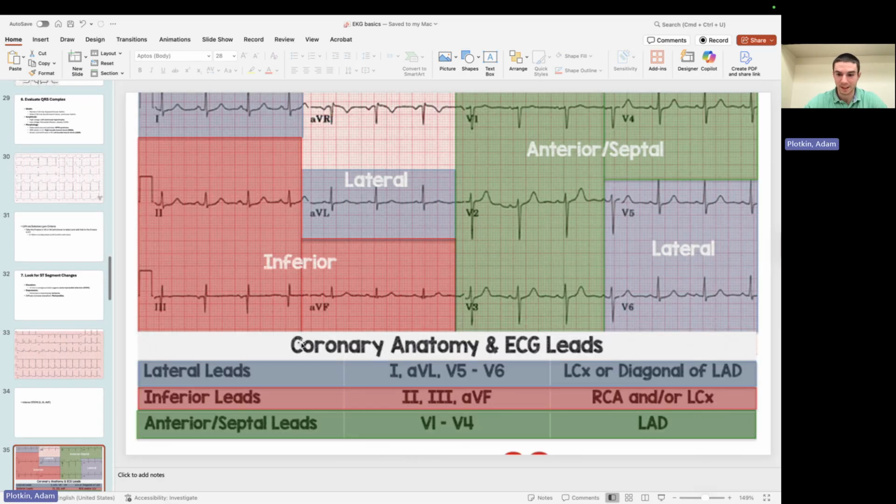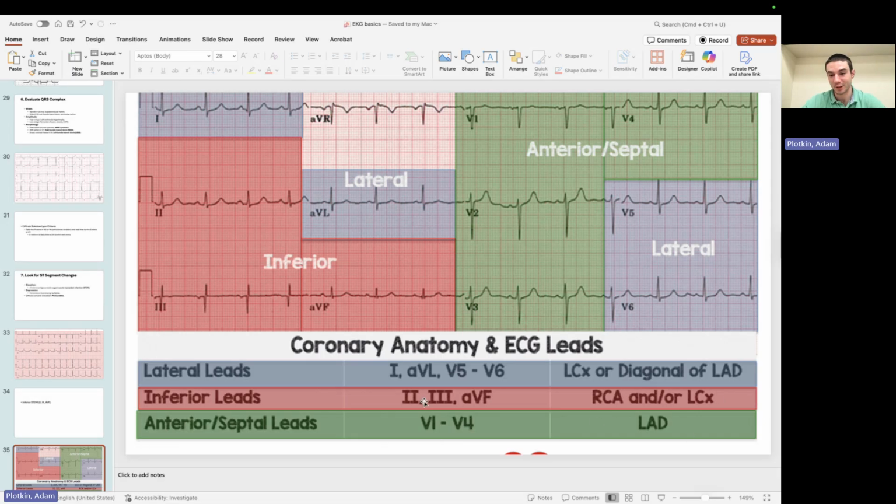All right. And here's a nice summary, you probably have seen this: your inferior leads 2, 3, aVF, the right coronary artery, or in a very small minority of patients, the left circumflex. And then lateral leads 1, aVL, V5, V6 would be left circumflex or the diagonal of your left anterior descending artery. And then your anterior septal leads V1 through V4, your left anterior descending artery, right? These are super high yield.